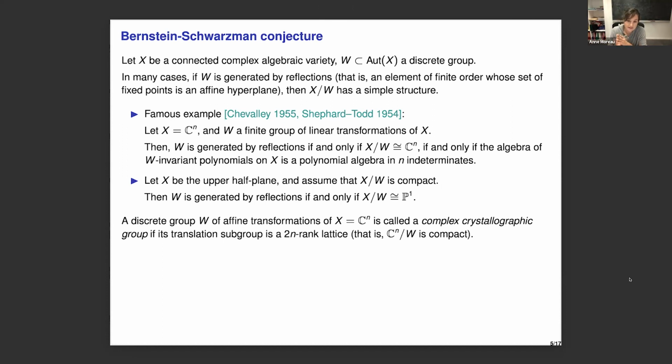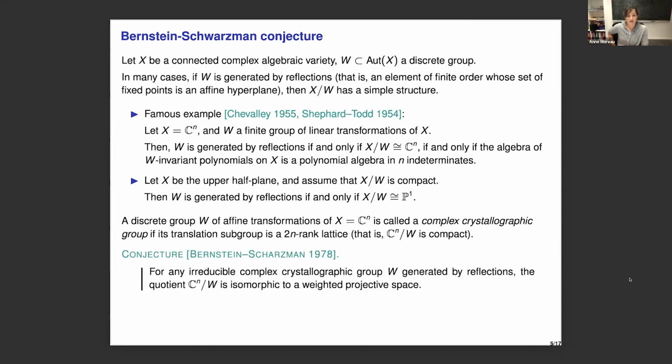And we say that such a group is a complex crystallographic group if its translation subgroup is a full rank lattice, so it's a 2n rank lattice. And equivalently, this condition is that Cn over W is compact. And they formulated a conjecture, which is a kind of analog of the Chevalley-Shephard-Todd result. So it's quite old, it's 1978, and it's still an open conjecture.